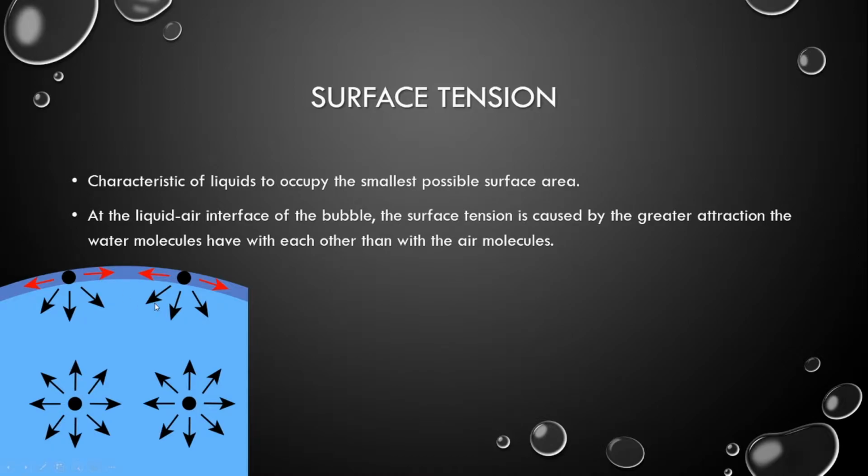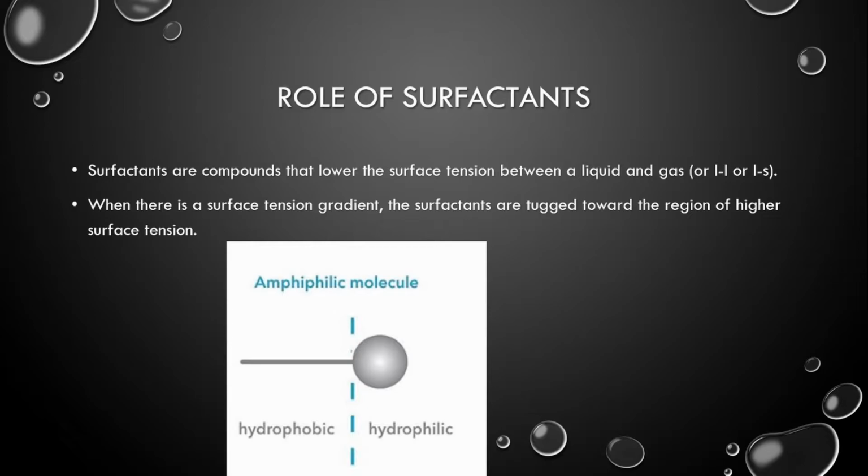Another important topic that we need to talk about in terms of Marangoni convection is the surfactant. Surfactants are compounds that lower the surface tension between a liquid and a gas, or it could be between liquid-liquid or liquid-solid, but in the case of the soap bubble, what we're interested in is the liquid-gas interface.